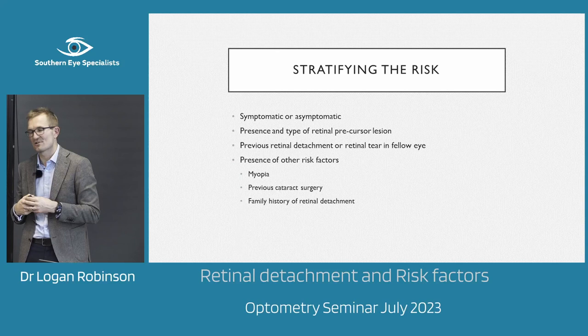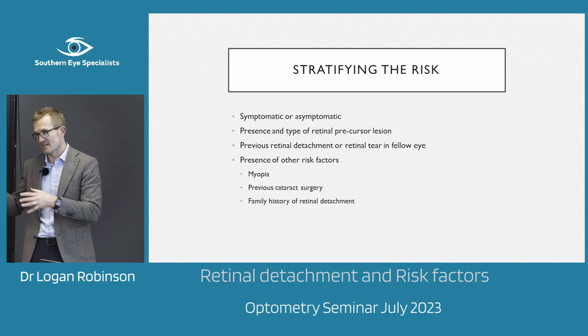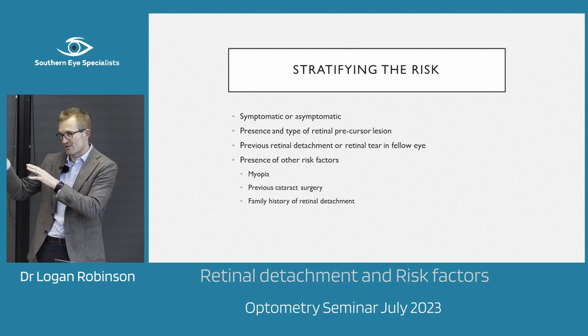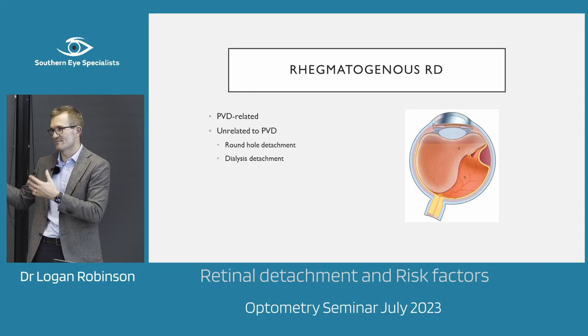The other thing that comes into this is if someone's had a PVD in their fellow eye. So they've detached in this eye, and then you're looking at their other eye and thinking, should I treat this lattice or this tear? If they've already had PVD, the risk is very low, almost zero, of them developing a detachment in that eye now. So again, they're a much lower risk and you probably wouldn't offer any treatment.